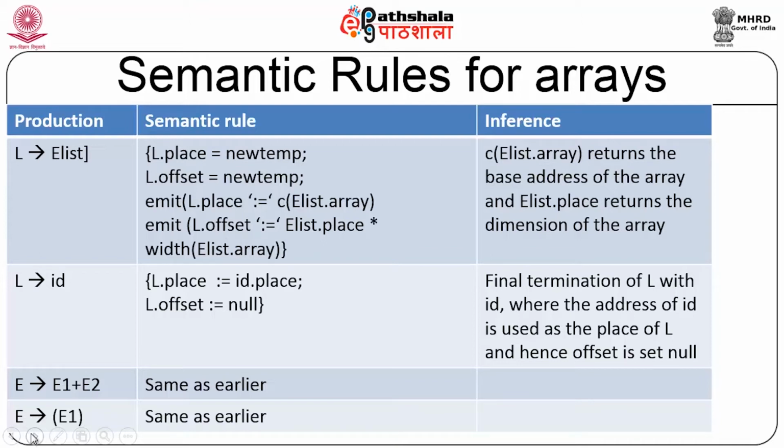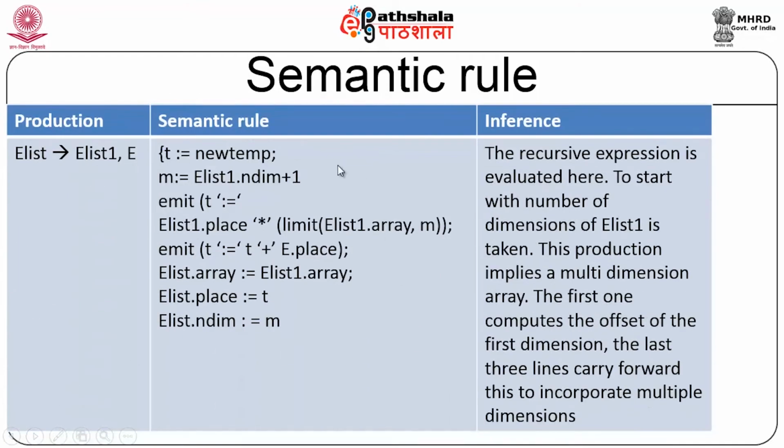Okay, so the next, this is a core thing where we are incrementing the number of dimensions also. So when I encounter a comma, I am going to say the number of dimensions is going to be incremented by 1. So what I do here is I create a new temporary variable first, and then I say m is equal to the dimension of this plus 1, that is E list 1 has come up with so many dimensions there. It could be I am in the middle of nowhere. To start with, this will be 0, so my number of dimensions will be 0 in that case, so it will be plus 1. So I will say m is equal to 1, I am incrementing the number of dimensions, and then I emit E list 1 dot place multiplied by limit of E list 1 dot array comma m.